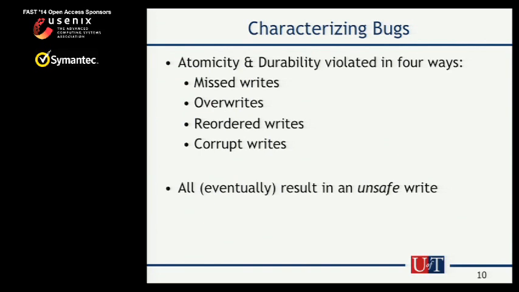So to outline how we do this, first I'm going to characterize the behavior of the bugs and the invariants that we use to catch them. Then we can actually walk through the specific invariants for journaling and shadow paging. And finally, I'll discuss our implementation and an evaluation of its correctness and overhead.